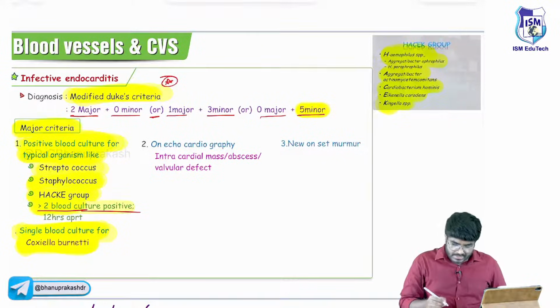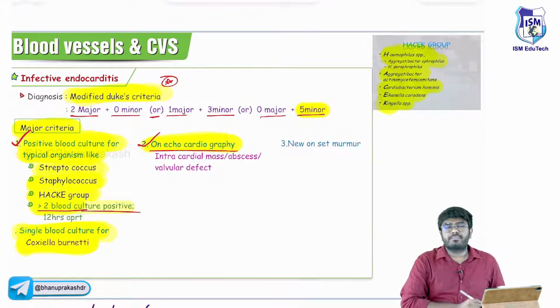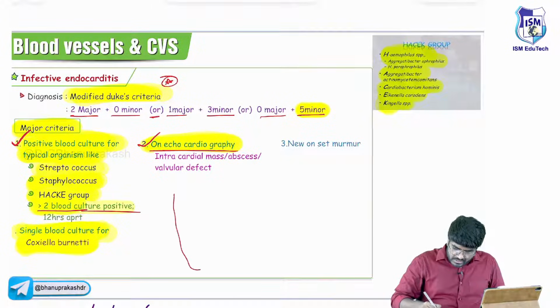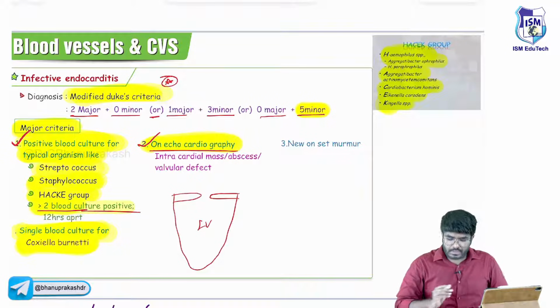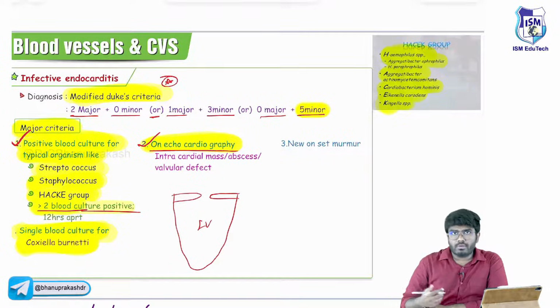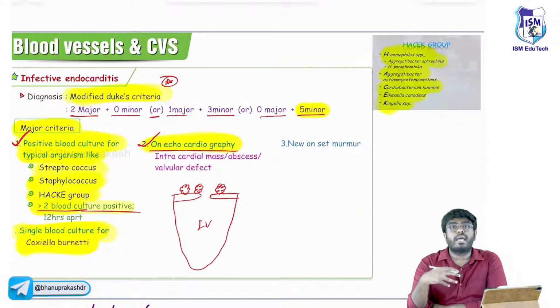Done. Second thing, echocardiography. First one is the laboratory finding, second is the echocardiographic finding. Whenever you do echocardiography, imagine this is the heart, this is the valve, this is the mitral valve, this is the left ventricle. Now what happens is the microorganisms are growing on the wall. These microorganisms are going to damage the wall.